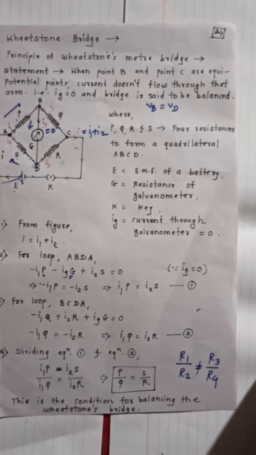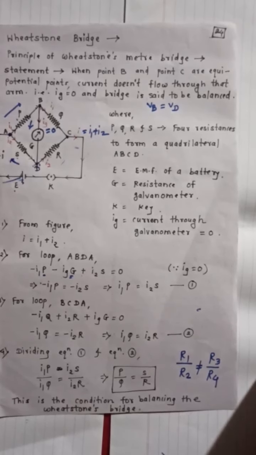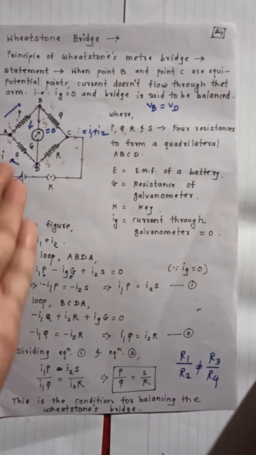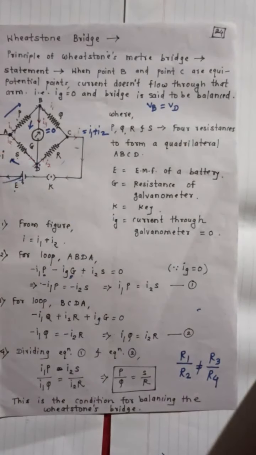Okay, this is the famous principle, and there are some applications of Wheatstone's meter bridge. I have already stated that Wheatstone's meter bridge is most commonly used to find unknown resistance. So there are 3 total applications of this Wheatstone's meter bridge in your theory syllabus.